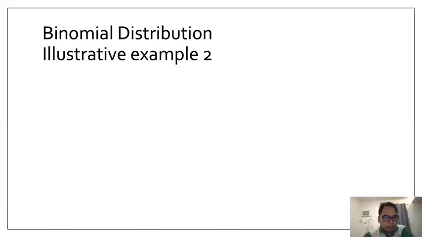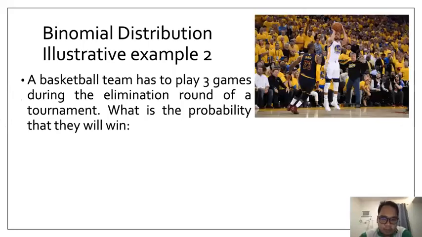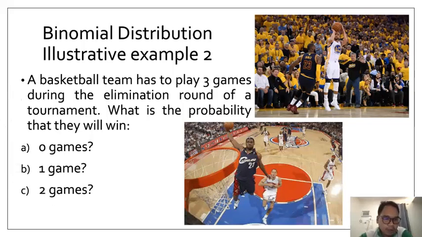We're going to continue with our videos on the binomial distribution and show more examples regarding this. Let us consider this time a basketball team that has to play 3 games during the elimination round of a tournament. We want to ask, what is the probability that they will win 0 games, 1 game, 2 games, or all 3 games?